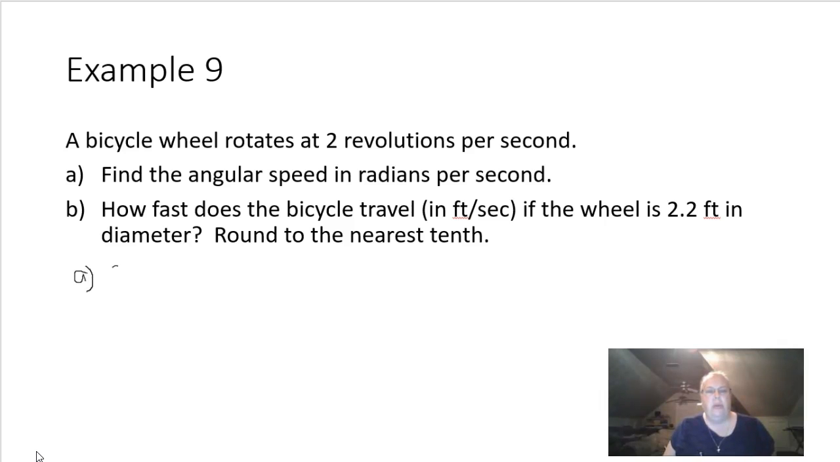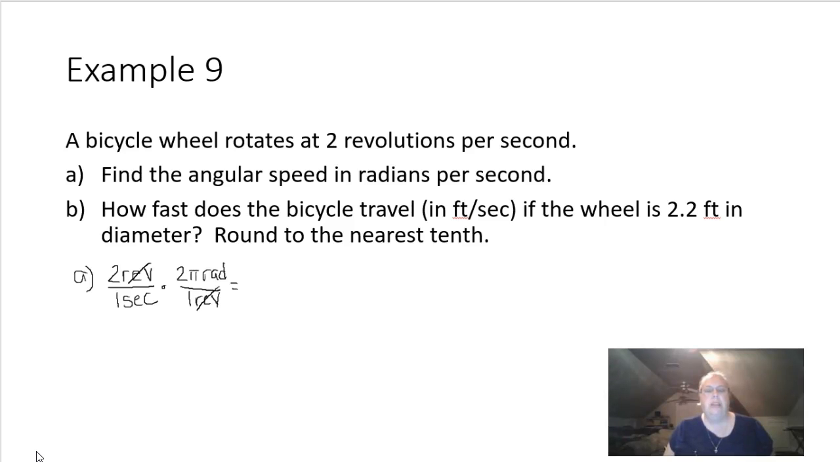And what we currently know is that the wheel is rotating 2 revolutions per 1 second. To convert this into radians per second, we know that there are 2 pi radians in 1 revolution. And when we multiply, the revolutions will cancel out, and so the units in our product are going to be radians per second, and that's what they asked me to do.